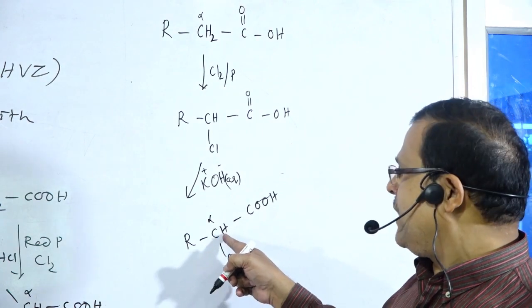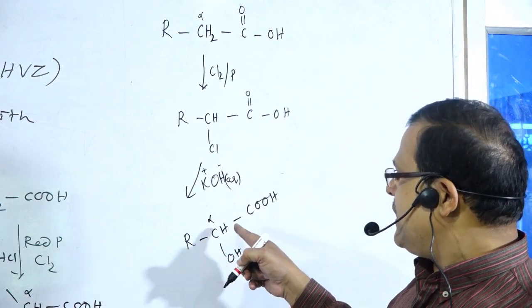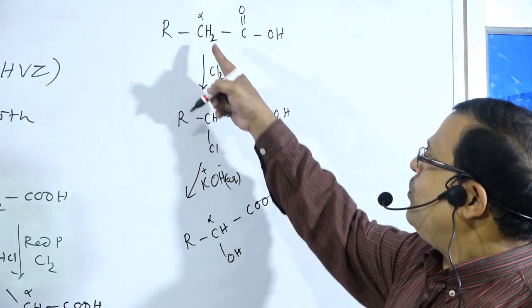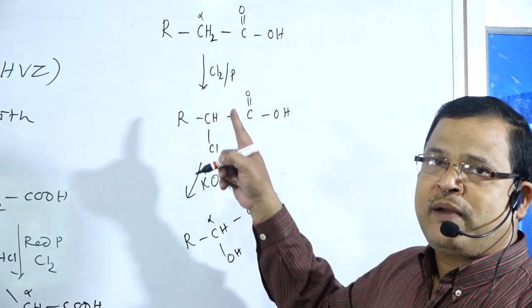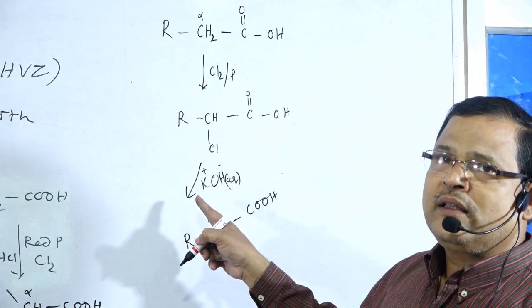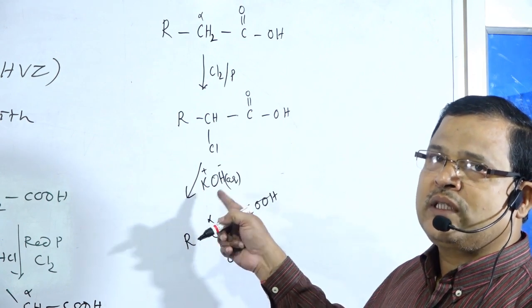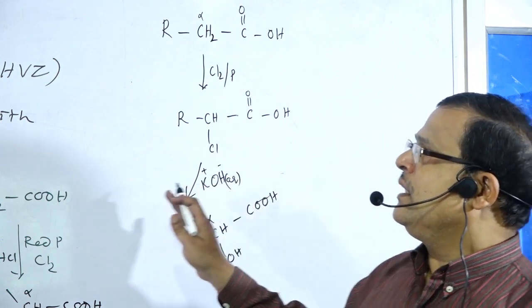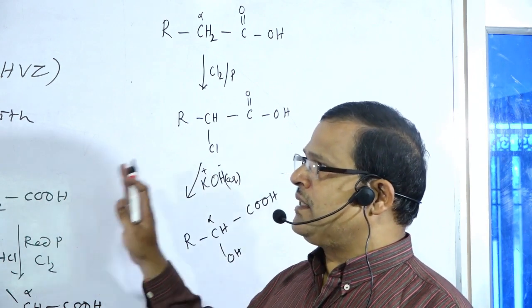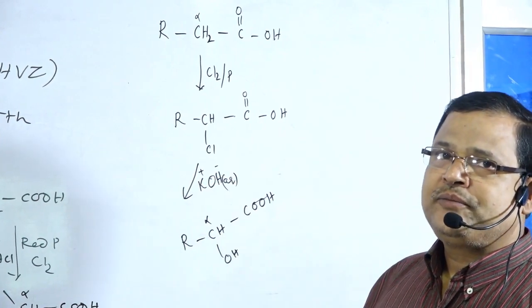This reaction cannot be done directly; it can be done only when one alpha hydrogen atom is replaced by chlorine, followed by reaction with aqueous KOH. So this is regarding the HVZ reaction and its importance. Next we will explain certain reactions of formic acid, which are special reactions. These special reactions are only shown by formic acid but not by any other acids.